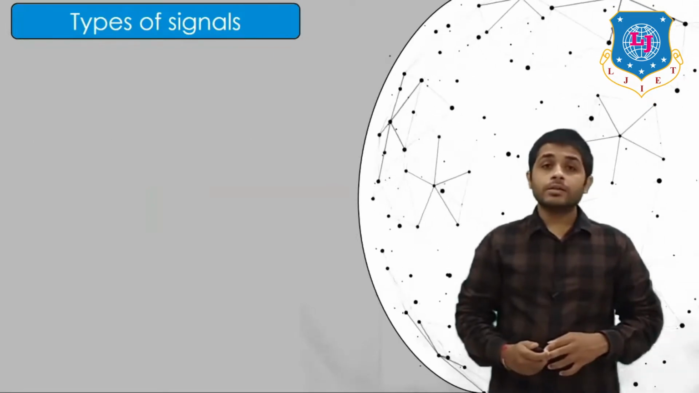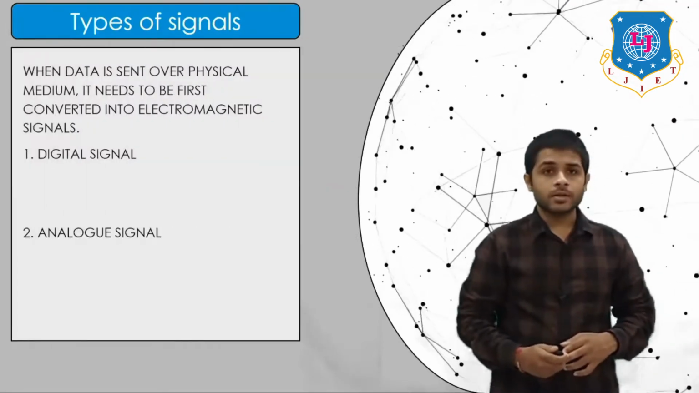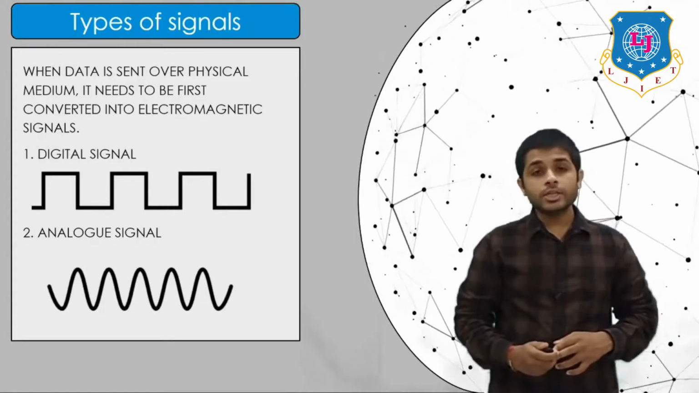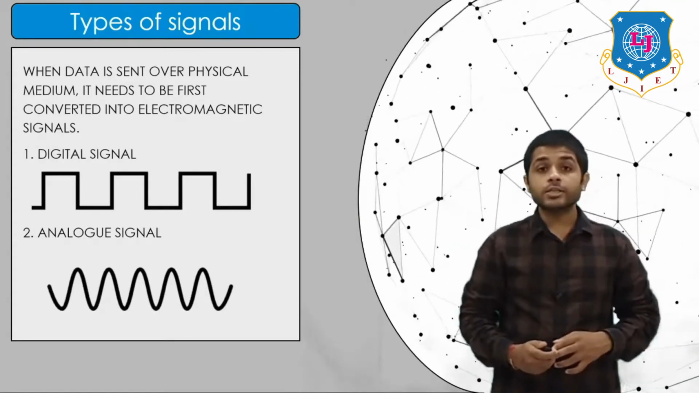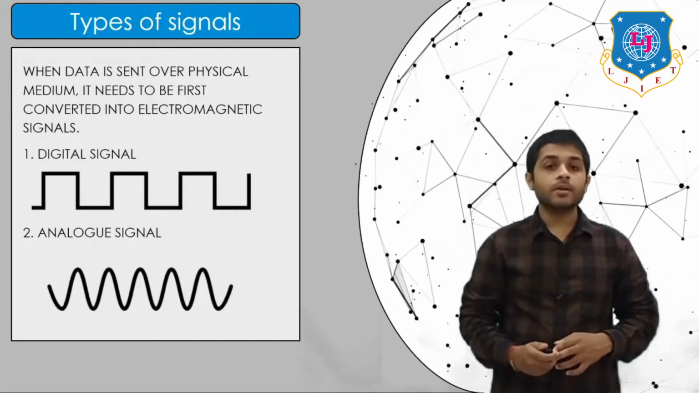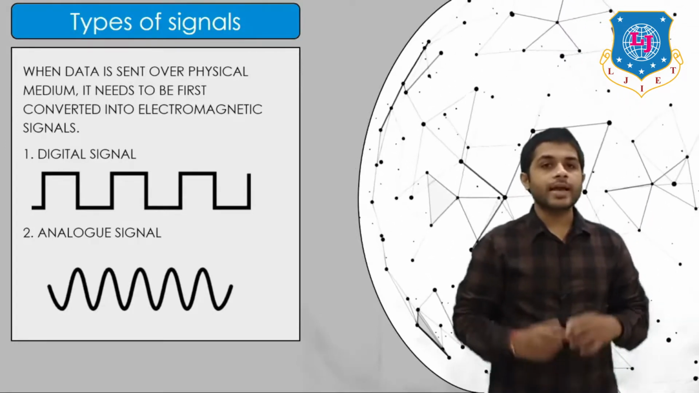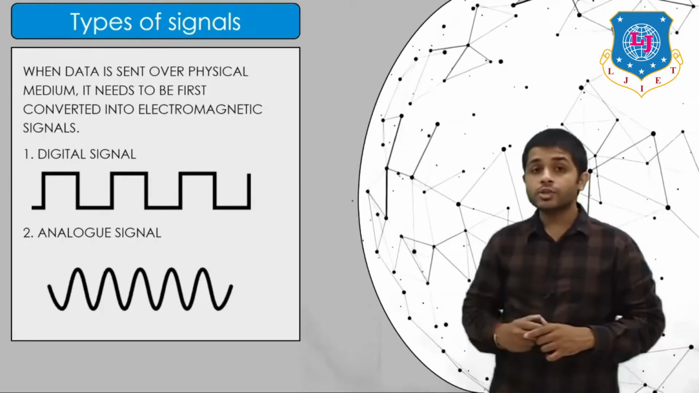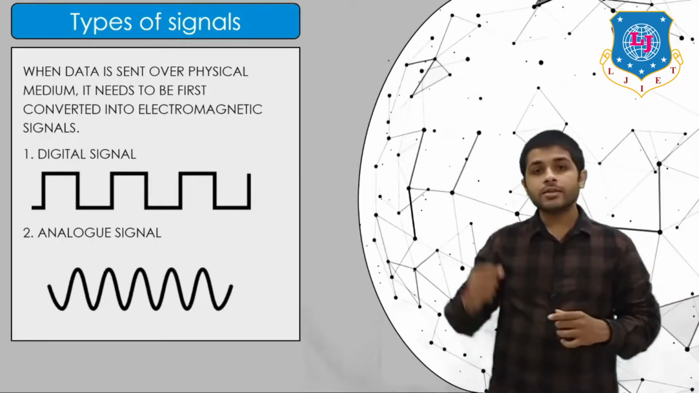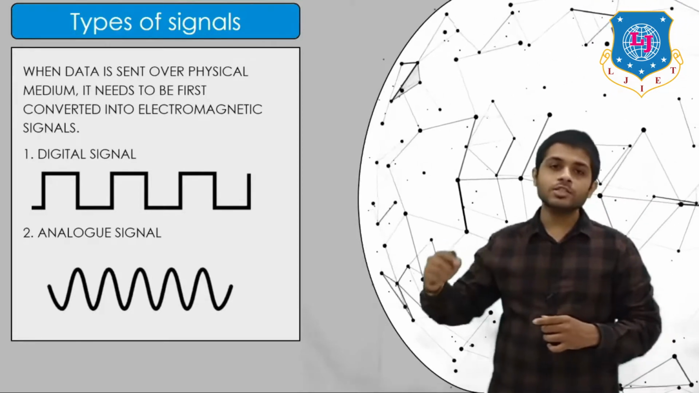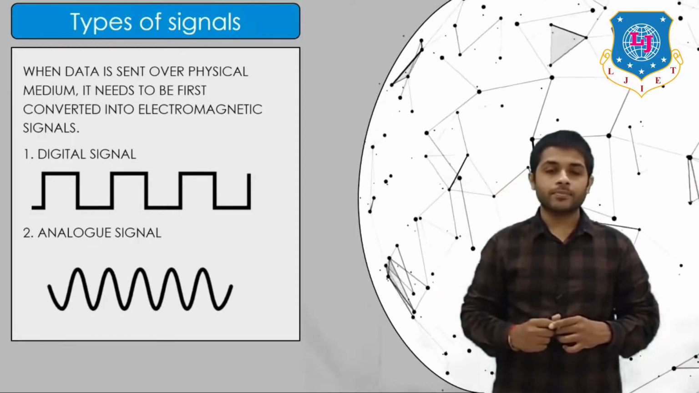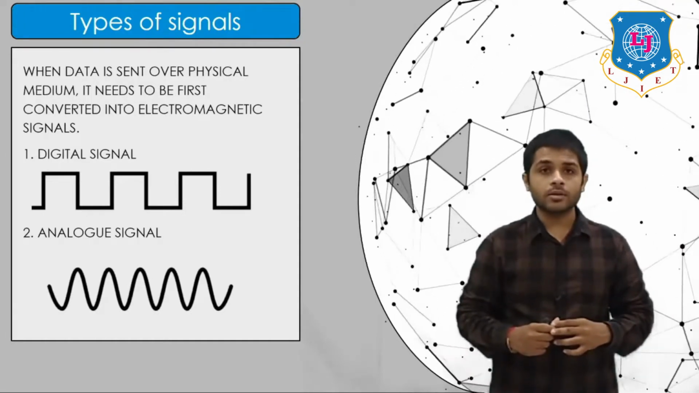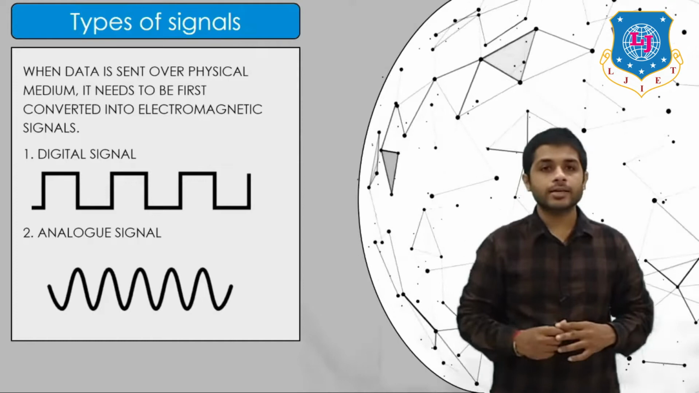Now, there are two types of signals, the digital signal and the analog signal. The digital signal has discrete voltage levels. For example, 0 volt for 0 bit and 1 volt for 1 bit. And the analog signal is continuous in nature, meaning that the voltage level is continuously changing with time. So there is a main difference between the digital and the analog signal. Both signals are electromagnetic signals.